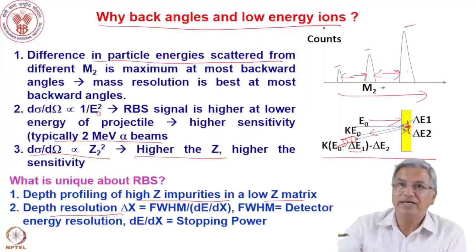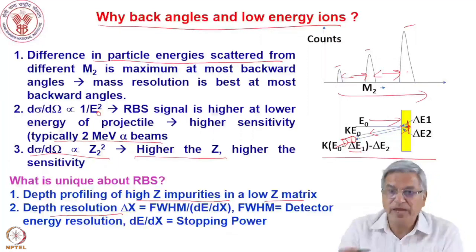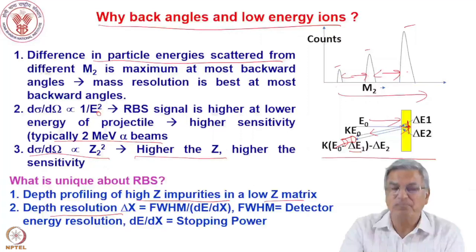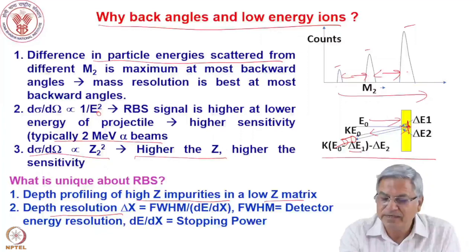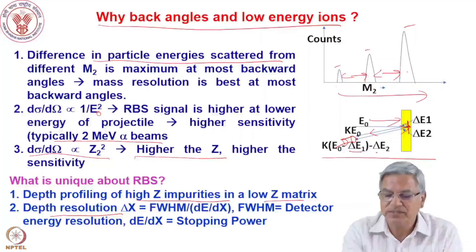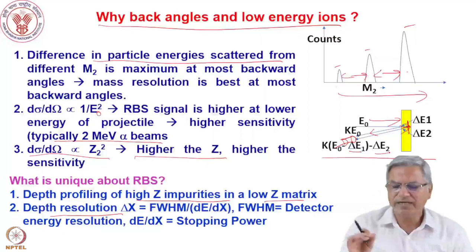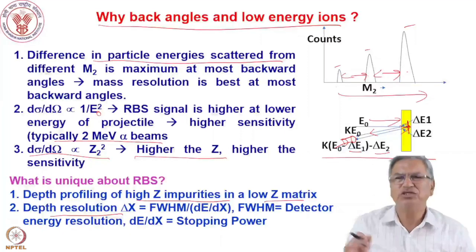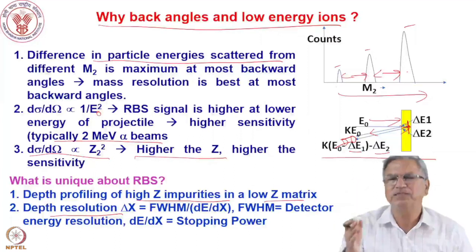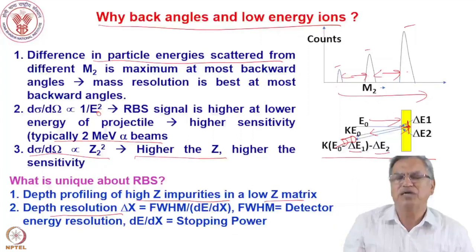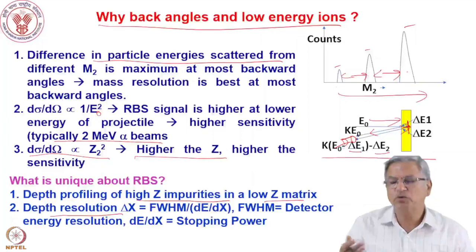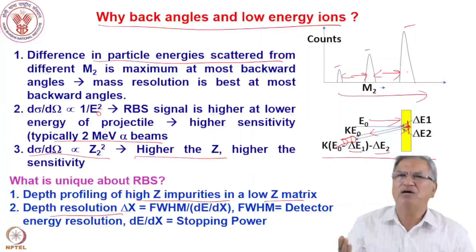So the backscattered energy at that point will be K, the kinematic factor, into E0 minus delta E1. And again, the backscattered ion will lose energy delta E2, so minus delta E2. You can exactly calculate the energy of the backscattered ion if it is backscattered from a particular depth in the target material, because the kinematics are very well known and the energy loss is very well known in a target material. Because the stopping powers are known, you can find out the depth.